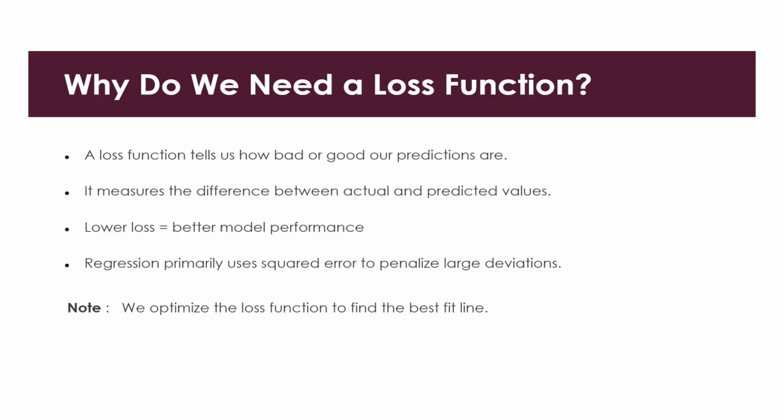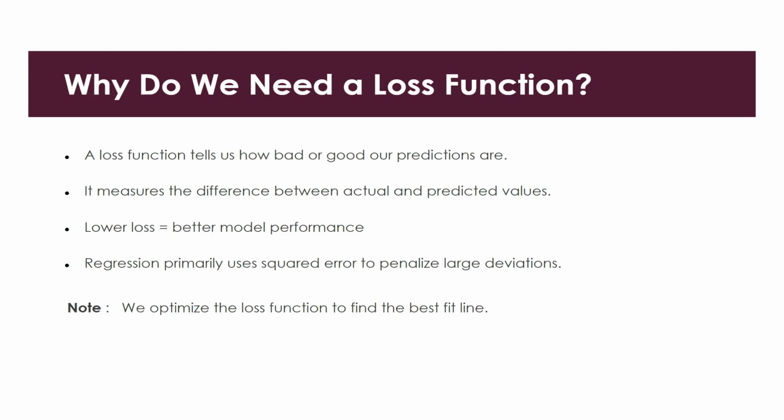Think of the loss function like a teacher checking our exam paper. If we have made a lot of mistakes, we get a low score, and if we make fewer mistakes, we get a high score. Similarly, high loss equal to bad model, and low loss equal to good model. The loss function tells the model how wrong it is, so it will learn and improve.